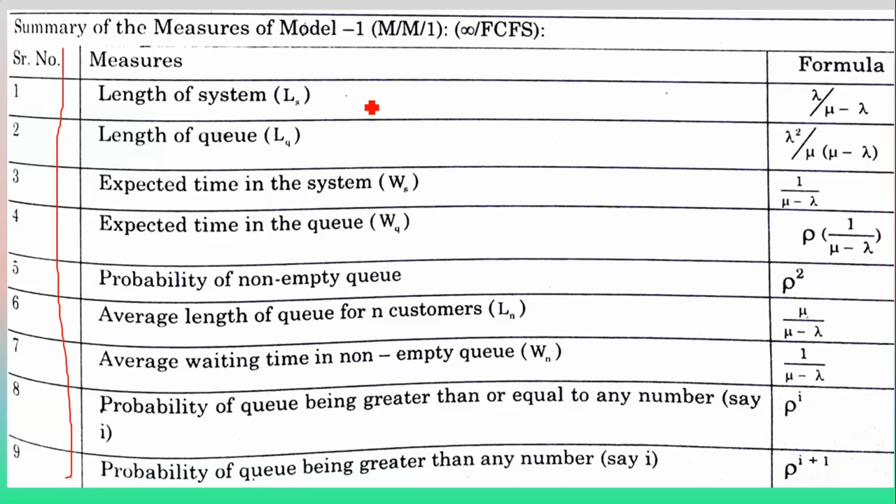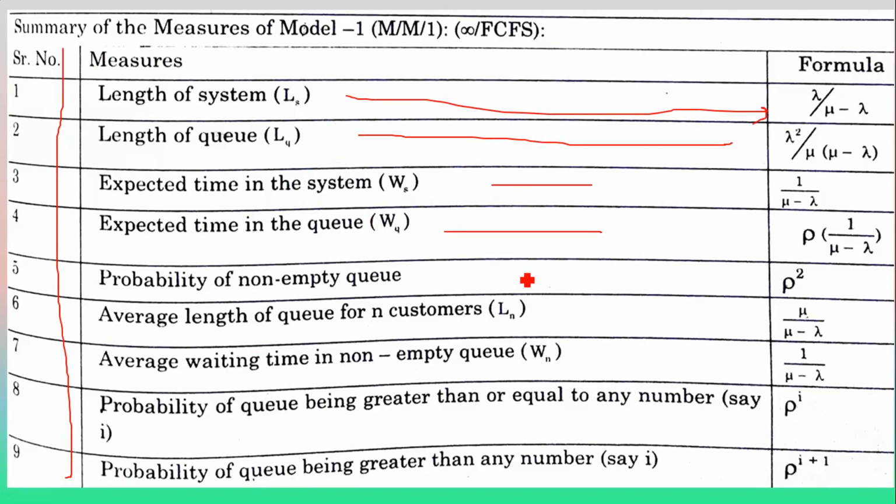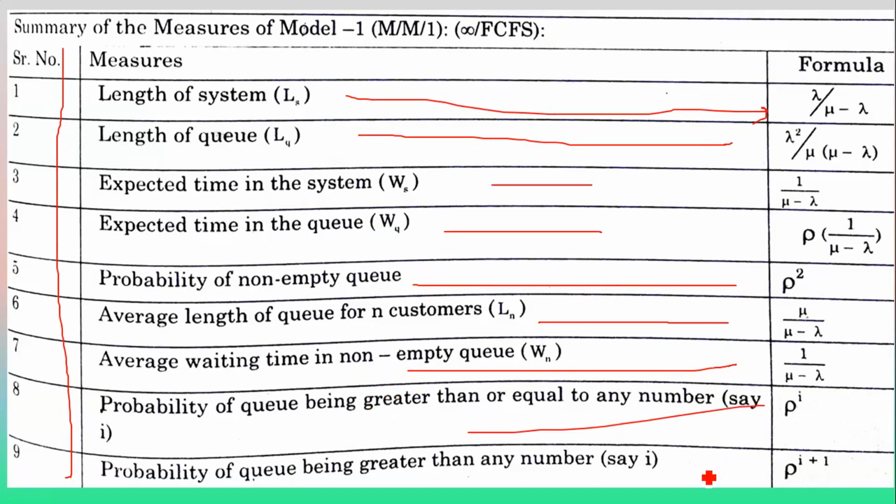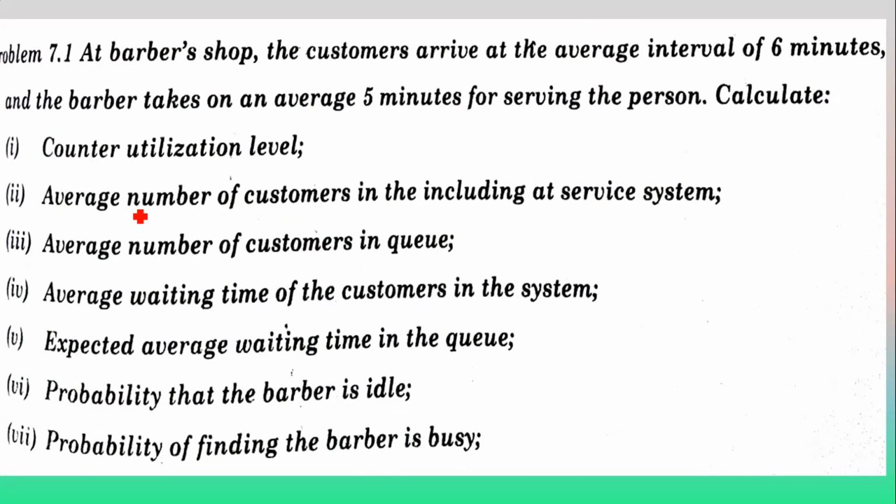This is length of the system, length of the queue, expected time in the system, expected time in the queue, probability of non-empty queue, average length of queue for n customers, average waiting time in non-empty queue, likewise, right? और सबसे पहले तुम्हें ये पता होना चाहिए कि what is lambda and what is mu. Lambda is nothing but arrival rate, that will be the number of customers per unit time those are arriving, and mu is service rate, that is the number of customers or number of orders per unit time those are being served, right? That is lambda and mu. So based on that, let us calculate one example.